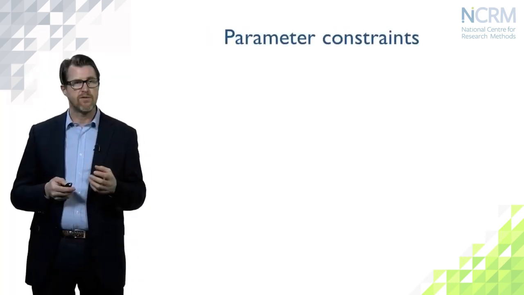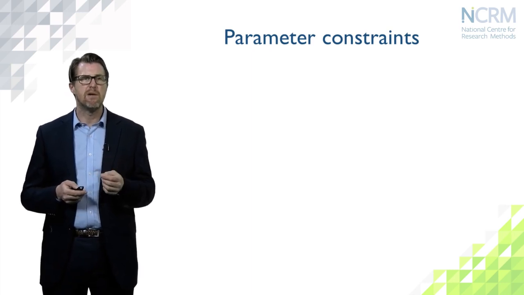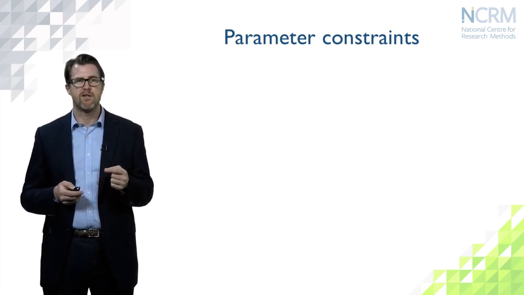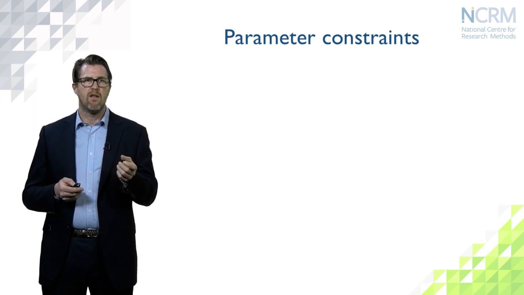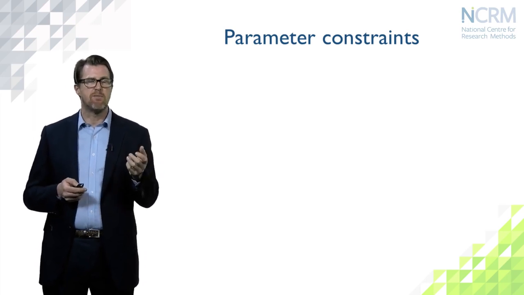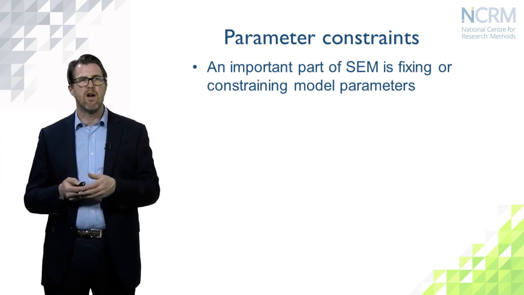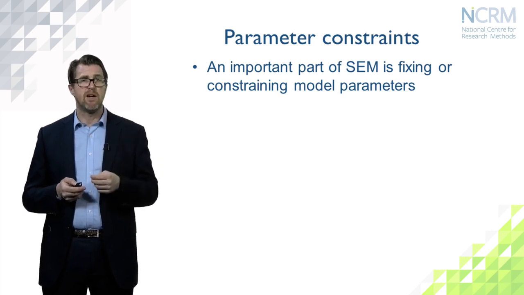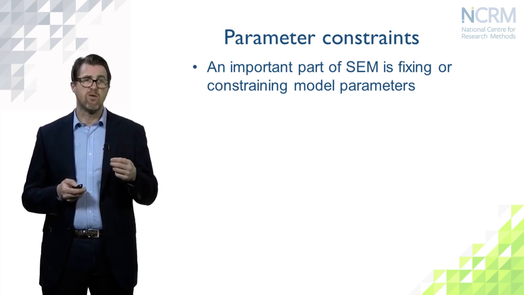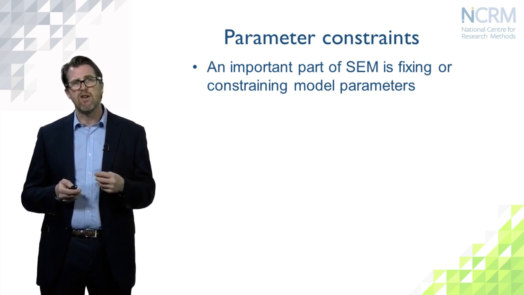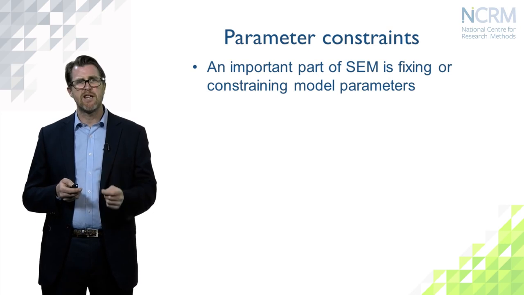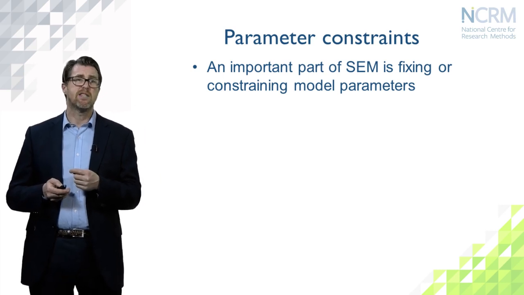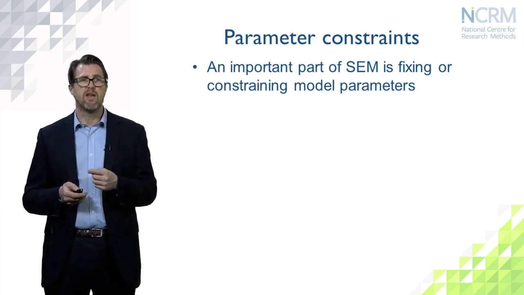In most areas of statistics that social scientists are familiar with, the focus is very much on estimating the unknown parameters in the model. We want to know what the relationship between X and Y is in the population, or possibly what the conditional association between two variables is. And so we focus on estimating those unknown parameters. This is also true, of course, in SEM, but in SEM we have an additional focus, which is on fixing or constraining parameters to particular values before we estimate our model. And that's a bit unusual for many people.